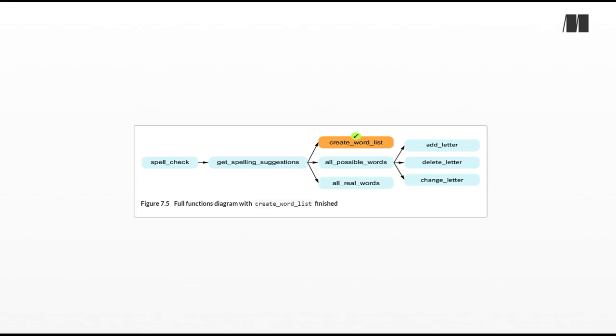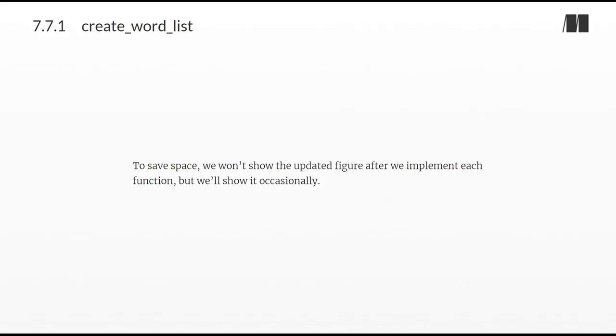If you wanted to, though, you know how. Specifically, we did this in Chapter 6 where we created a small file for purposes of testing. Here, you could create a small file with one word per line but with only a few English words, and then test that the list of words we read from the file matches the words that we put in the file. We're finished with our create word list function, so we can mark it as complete as in Figure 7.5. Figure 7.5. Full functions diagram with create word list finished. To save space, we won't show the updated figure after we implement each function, but we'll show it occasionally.